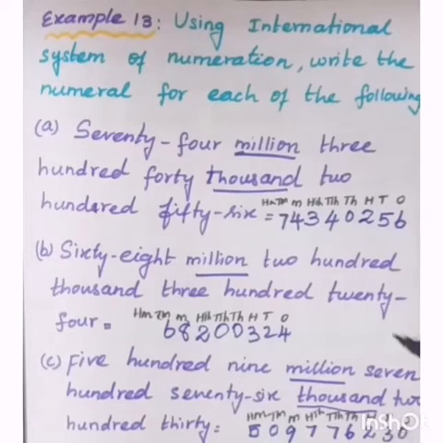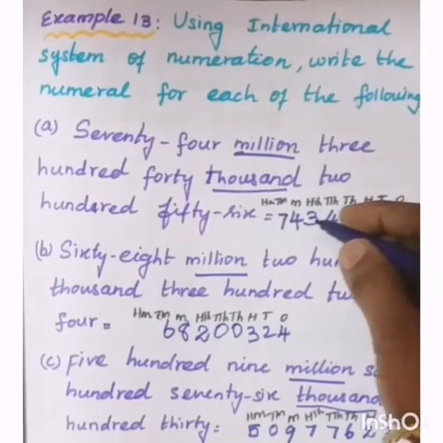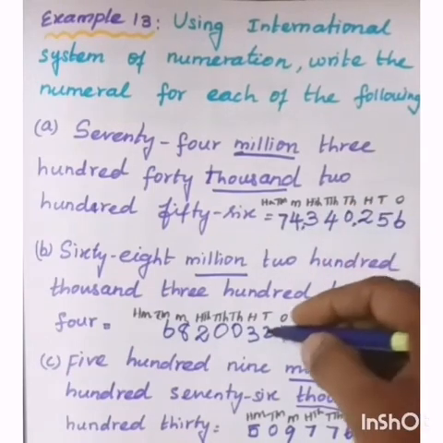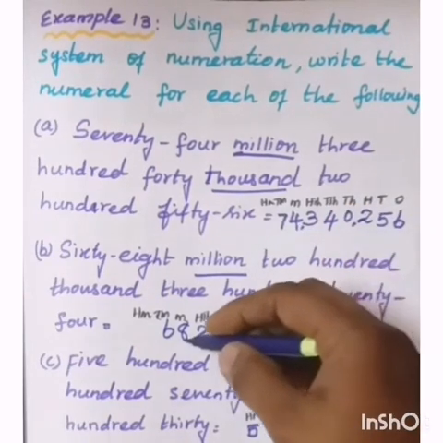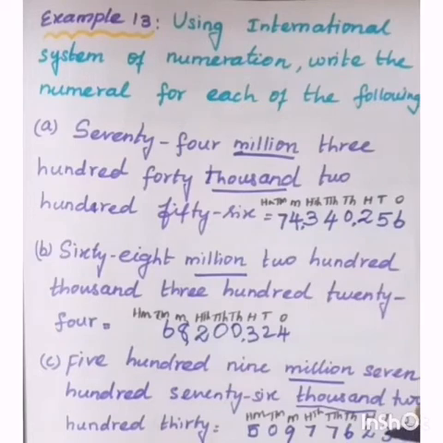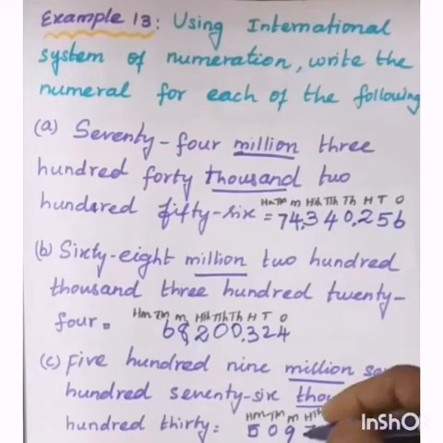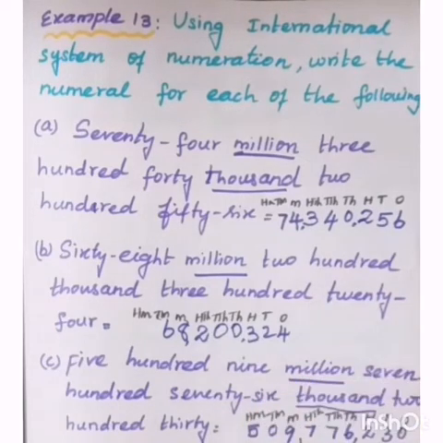230. Let me put the comma here. 1, 2, 3, put comma. 1, 2, 3, comma. 1, 2, 3, comma. Here we finished our numeral.